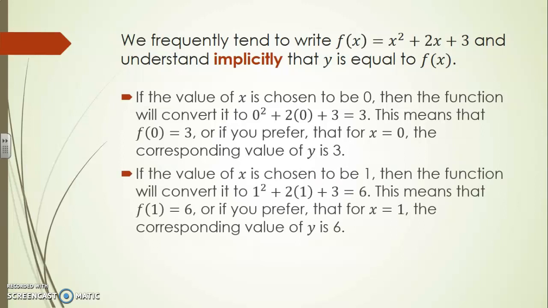If the value of x that is chosen is 1, then the function will convert it into 1 squared plus 2 times 1 plus 3, which is 6. This means that the function calculated at x equals 1 equals 6. Or if you prefer, that for an x of 1, the corresponding value of y is 6.